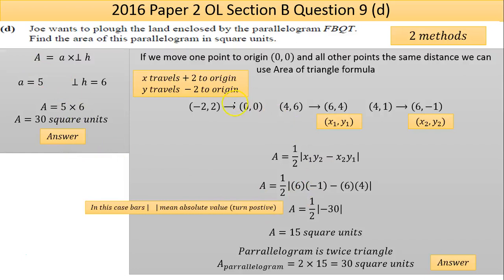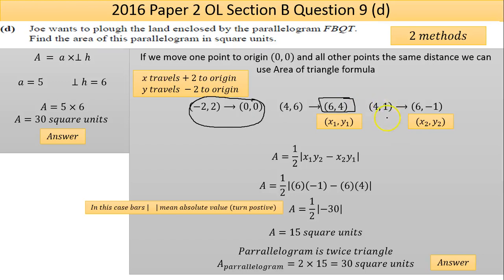Now, if we do the other method, which I saw a fair few students doing, to be honest, that year, I'm moving one of the points or vertices of the triangle on the corners to 0, 0. To achieve that, I'm adding 2 to the x value, taking 2 from the y value. The other 2 points will move the same distance. So 4, 6 moves 2 in the positive direction, so 4 becomes 6, and the y value moves 2 in the negative direction, so 6 take away 2 is 4. So that's one of the points I'm going to use for my formula.